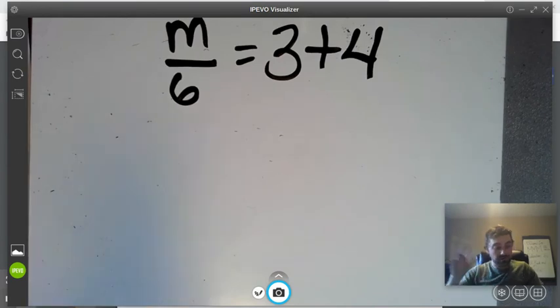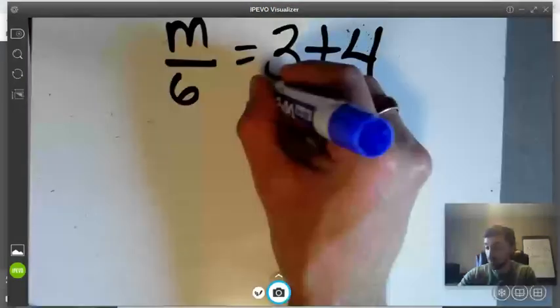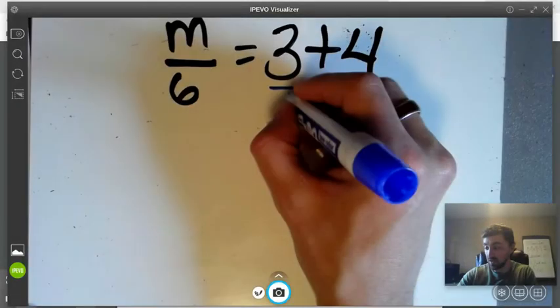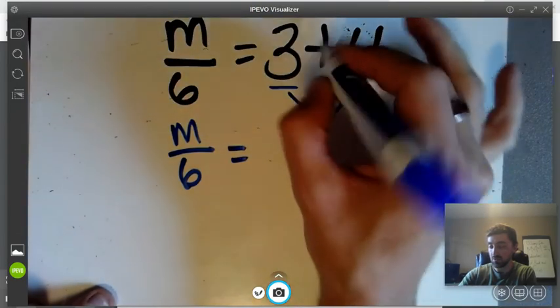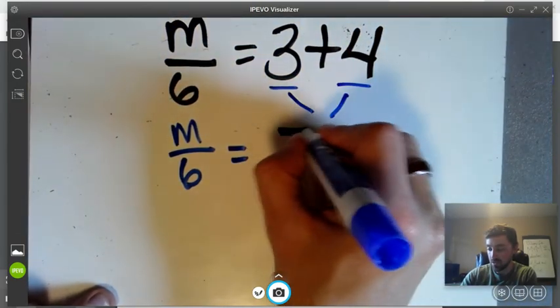So remember, the first thing that we want to do is see if there's anything that we can simplify on either side. There's nothing to simplify on this side, but there's 2 constants here. So we can combine them, and our new equation is m over 6 is equal to 3 plus 4, which is 7.